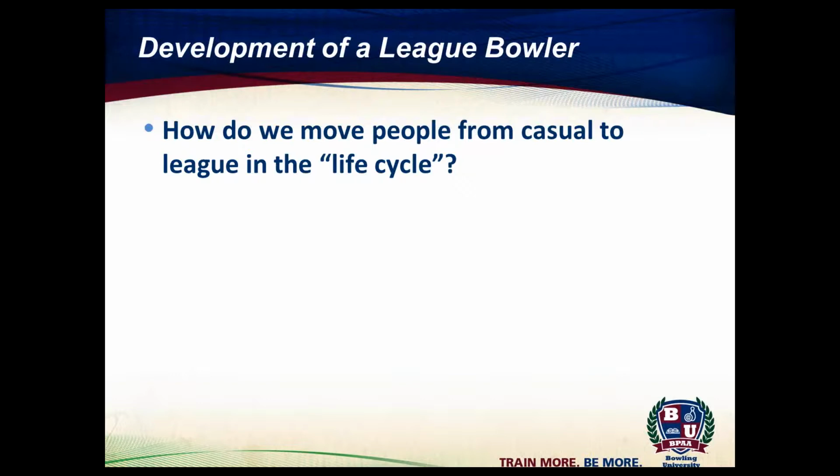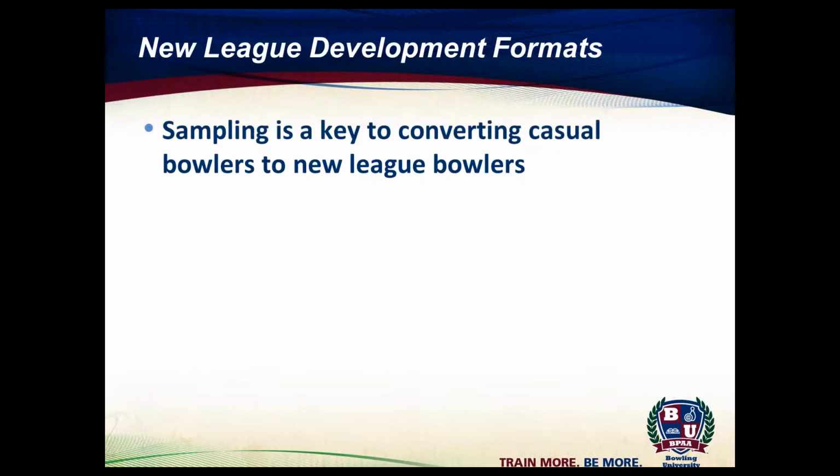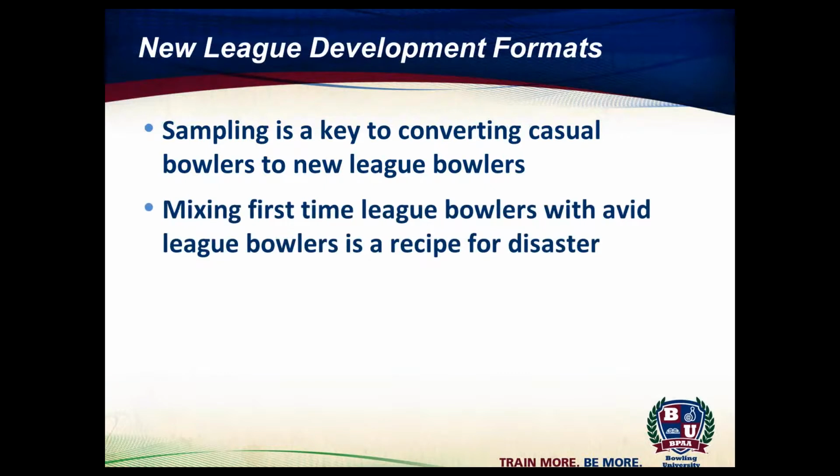We do sampling at all levels. We just never think of it this way. Sampling is done to non-bowlers using free games. Sampling is done to casual bowlers to get them to become casual frequent bowlers by offering them buy one get ones, or BOGOs as the industry likes to call them. Well, we do sampling also in leagues. Well, the sampling in leagues is simply short season leagues. But remember, we don't want to mix those first-time league bowlers with avid league bowlers. This is truly a recipe for disaster. I think we've all been there.